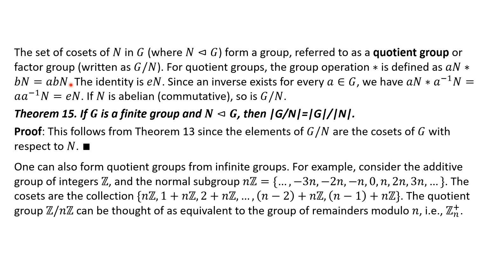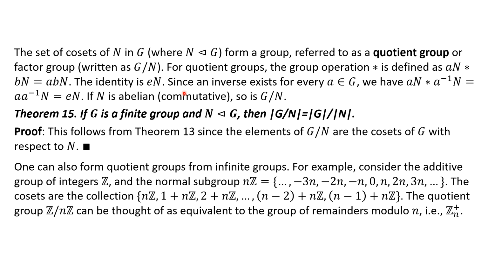So we have closure. The identity is the identity from our group G times the coset N. So we have an identity. Since an inverse exists for every a in G, G being a group, we have aN times a inverse N equals, by the definition here, a times a inverse N, which equals the identity times N. So we've basically proven that this quotient group is a group. And if G is abelian, then the quotient group is also commutative or abelian.